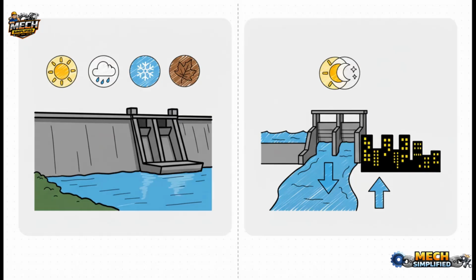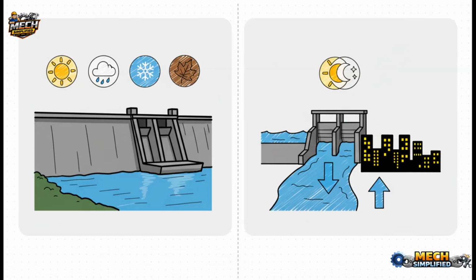Okay, this is a key distinction for any energy engineer: storage versus pondage. It's all about the time scale. Storage refers to those massive reservoirs that can hold enough water to run the plant for a whole year, even through a dry season. Pondage, on the other hand, is all about the short game.